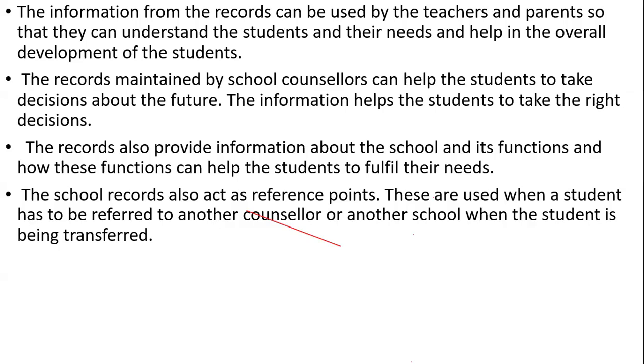The information from the records can be used by the teachers and parents so that they can understand the students and their needs and help in the overall development of the students. How can teachers and parents use these records? To understand the students, their needs, and if they need any help to improve, we can do that, right? To identify the development of the students, right? Okay, next one.